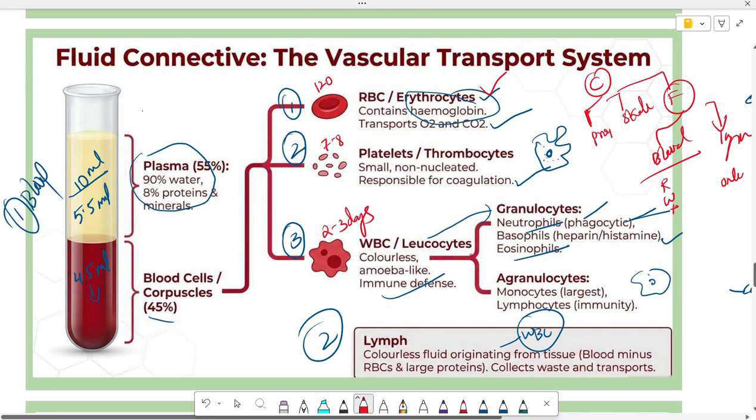The matrix is in the form of plasma. If you take 10 ml of blood, 5.5 ml is plasma and the remaining 4.5 ml is blood cells. And lymph is a colorless fluid in the body. It contains only white blood cells, and it helps in the transportation of substances. It is also called a middleman or messenger of transportation between the different body parts and the heart. So that is about fluid connective tissue.